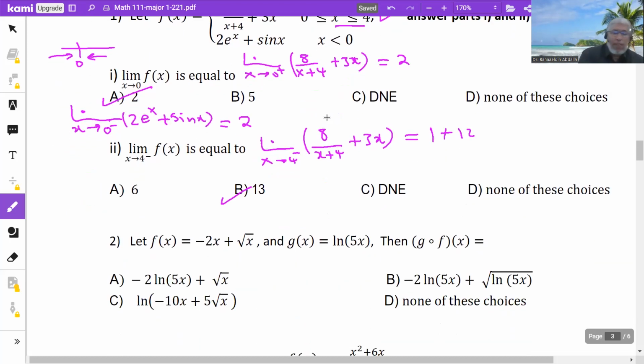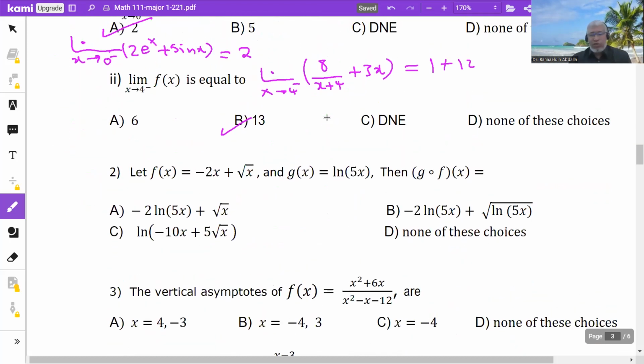The limit is 13. Now we have two functions, f of x and g of x, and we need to find their composition. Well, the method is to change the circle to parentheses. That's the first step. And then we write the definition of the inside function, which is f of x. So we say that this is equal to g of f of x. But what is f of x? This is f of x. So we write it here inside g. And now we find g of this.